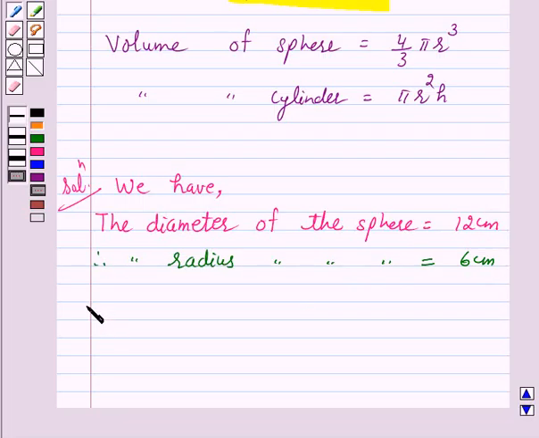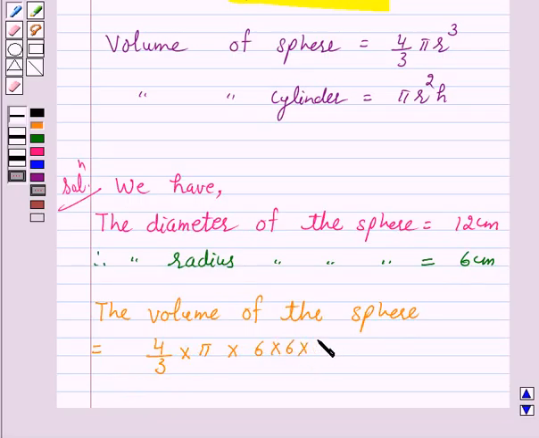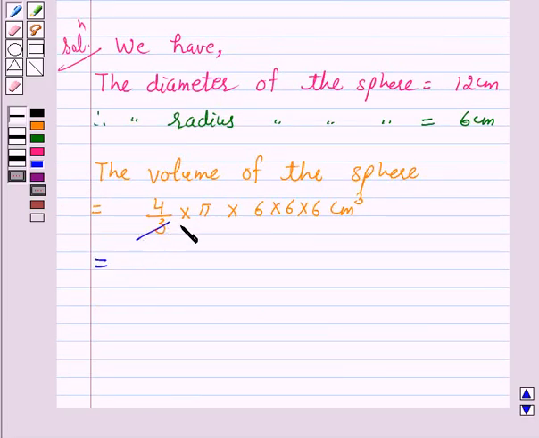So, according to our key idea, the volume of the sphere, which is dropped in the cylindrical vessel, is equal to 4 over 3 into pi into r cube. Now r is here 6 cm. So the volume of the sphere is equal to 4 over 3 into pi into 6 into 6 into 6 cm cube. And this is again equal to 288 pi centimeter cube.